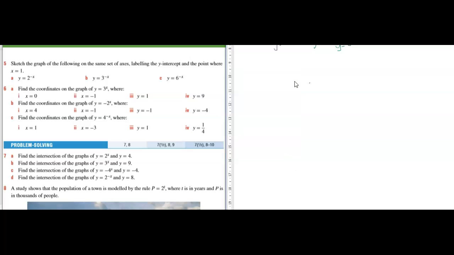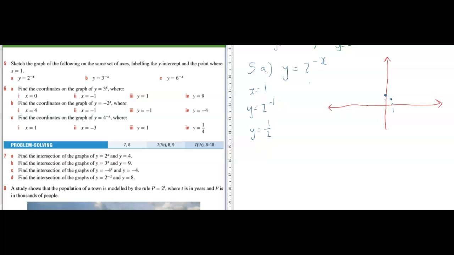Okay, so question 5a, this time we've got y equals 2 to the negative x. So what we're doing is labeling the y-intercept and finding the point where x equals 1. Remember your y-intercept is when x equals 0. So this is still going to be 2 to the power of 0, which is 1. Okay, and then when x equals 1, we've got y equals 2 to the power of negative 1, which we know is a half. So when x is 1, y is going to be equal to a half. So we're going down there.